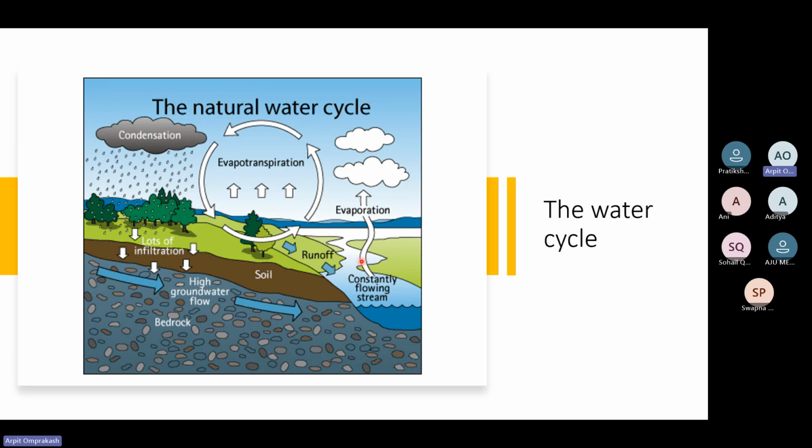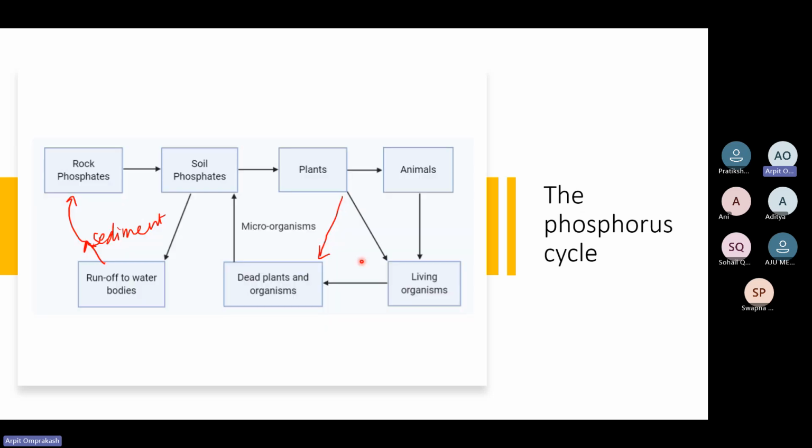So transpiration, evaporation, then basically condensation happens. There's a lot of rain, precipitation. Then there's infiltration, where basically water seeps through the solid layers of earth to go into the groundwater, or some of it can also run off into different oceans, lakes, and ponds.